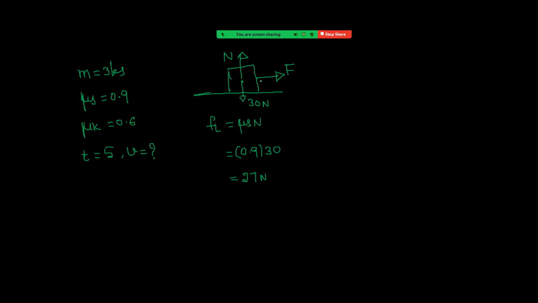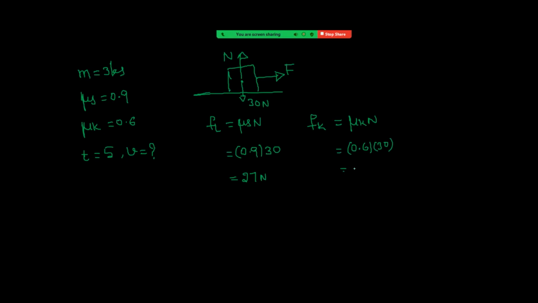Now the condition is that the force is continued, that means after the body comes into motion, we continue the same force. Then what is the velocity when t equal to 5 seconds? Once the body comes into motion, friction will be kinetic. Kinetic friction equals mu k into normal reaction. Mu k value is 0.6, normal reaction is 30.